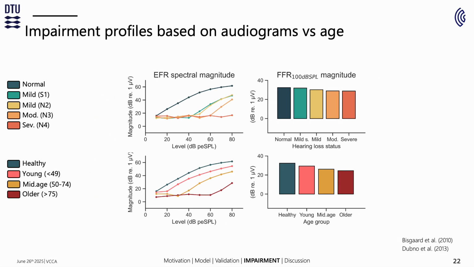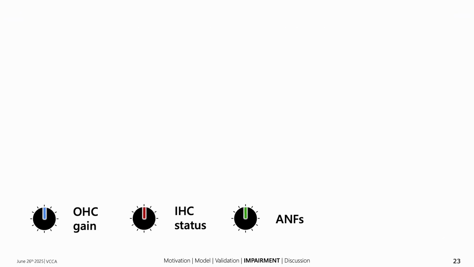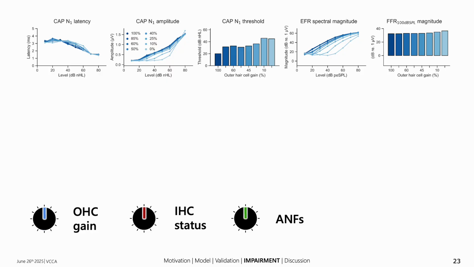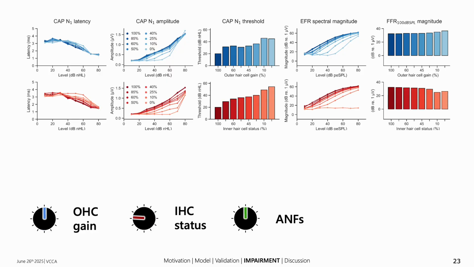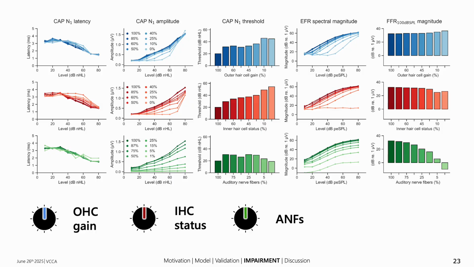These are simulations to amplitude modulated tones at different levels, so we can measure or simulate EFRs and FFRs to a fixed pure tone at a high level. We can also generate somewhat unrealistic profiles, where we only change one of these knobs, for example outer hair cell status, inner hair cell status, or auditory nerve fiber status. These are unrealistic, but they give us some information.